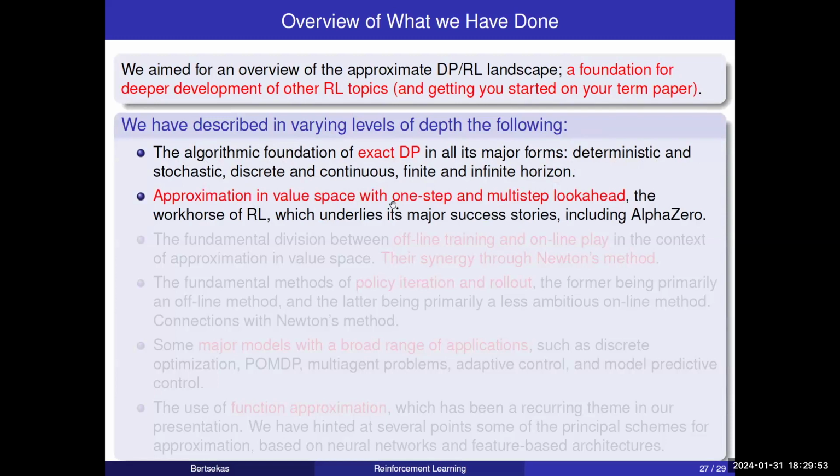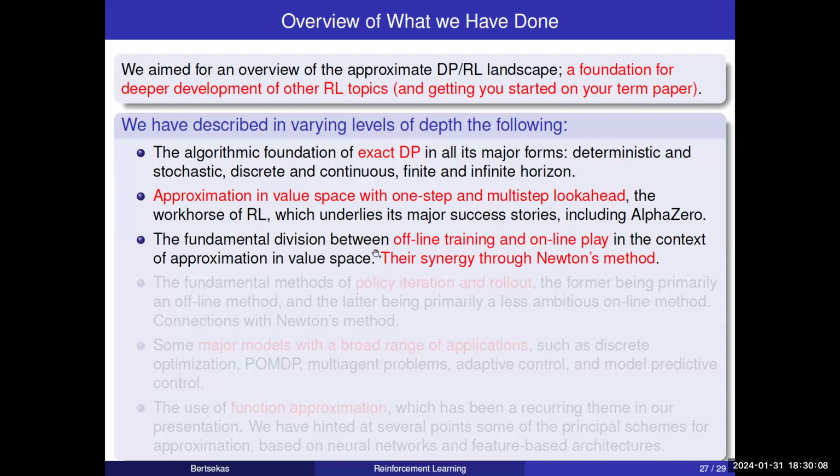We have spent a lot of time on approximation in value space with one-step and multi-step lookahead. This is the workhorse of reinforcement learning and underlies its major success stories like AlphaZero, TD-Gammon, and MPC. There's a fundamental division between offline training and online play. There are 2 algorithms involved here, and they don't need to be related to each other. On the other hand, they are synergistic, and their synergy is encoded into this Newton step interpretation. And online play built on top of offline training improves performance a lot. That's an important fact to keep in mind within the context of reinforcement learning.